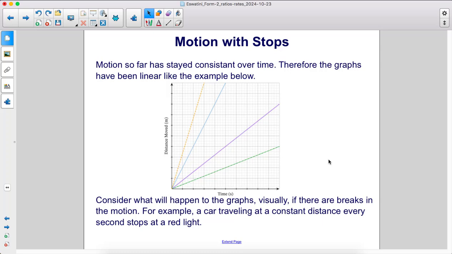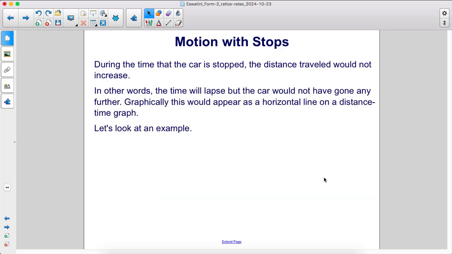For example, a car traveling at a constant distance every second stops at a red light. During the time that the car is stopped, the distance traveled would not increase. In other words, the time will lapse, but the car would not have gone any further. Graphically, this would appear as a horizontal line on a distance time graph. Let's look at an example.